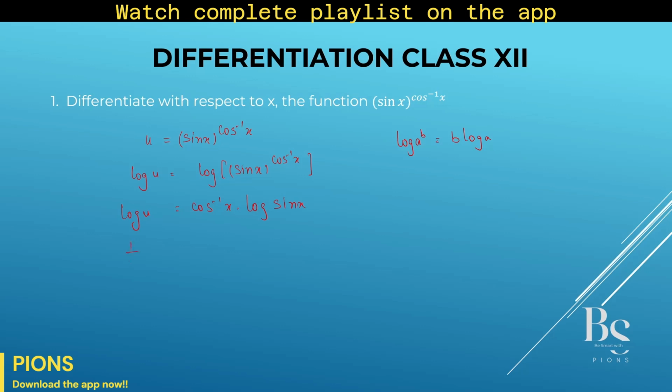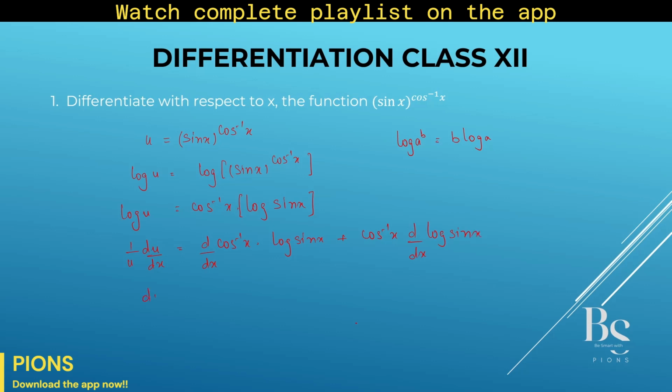Derivative of log of u is 1 by u du by dx, and that will be equal to, what is the derivative of cos inverse x? Now here we will make use of the multiplication rule. This is one term, log sin x, and cos inverse x is another term. So d by dx of cos inverse x, log sin x as it is, plus cos inverse x as it is, differentiation of log sin x.